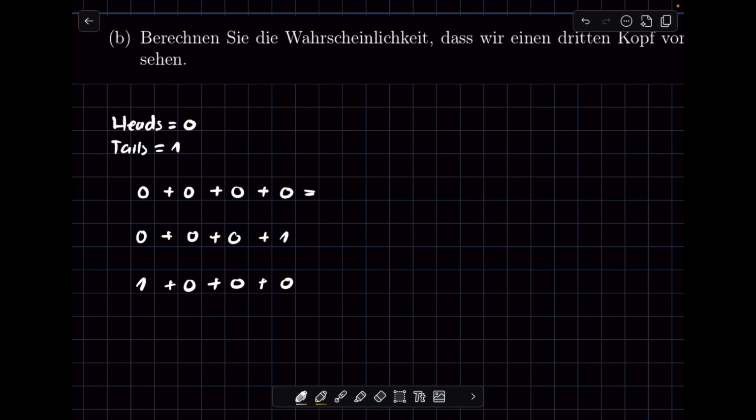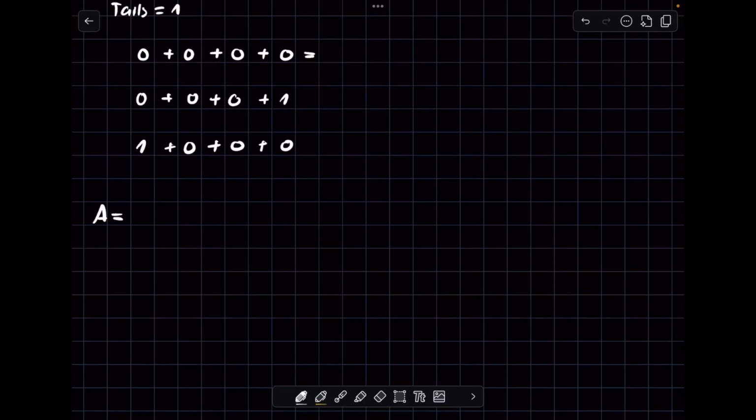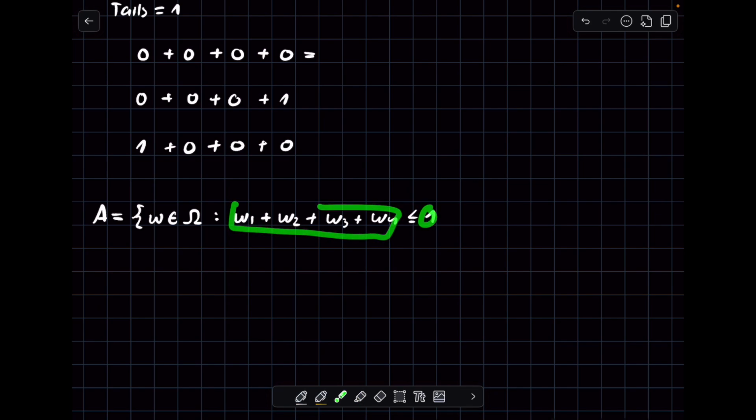4, you know? So that event is going to be event A, where omega is part of omega, right? And simply put, such that W1 plus W2 plus W3 plus W4 are lower or equal to 1. In this case, the W's are going to be the tosses, and 1 is like our limiting factor. We cannot go more than 1, because if we go more than 1, it won't work in 4 tosses, you know?